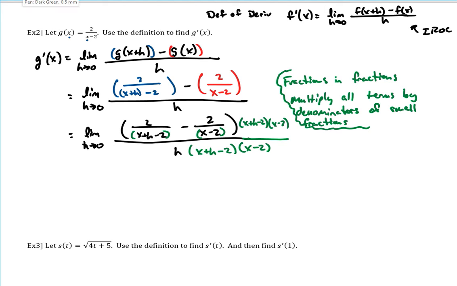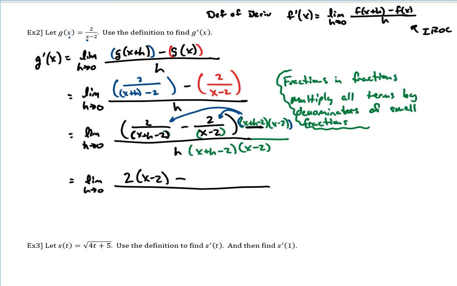And then this will distribute. So this whole thing distributes to this term, and it distributes to this term. So we'll simplify that. And what we get, so we write our limit as h goes to 0. And then when this in the green multiplies this first fraction, well, this x plus h minus 2 will cancel with that x plus h minus 2. So we'll be left with just the 2 times the x minus 2.